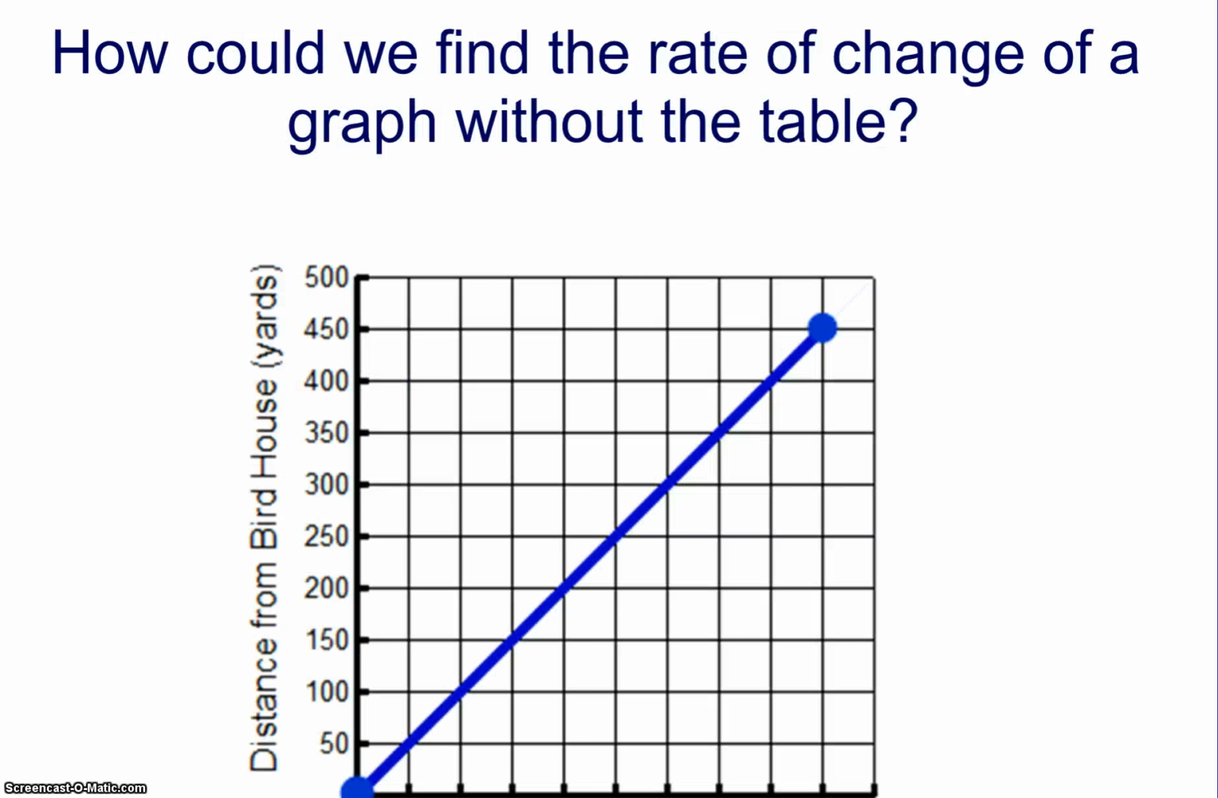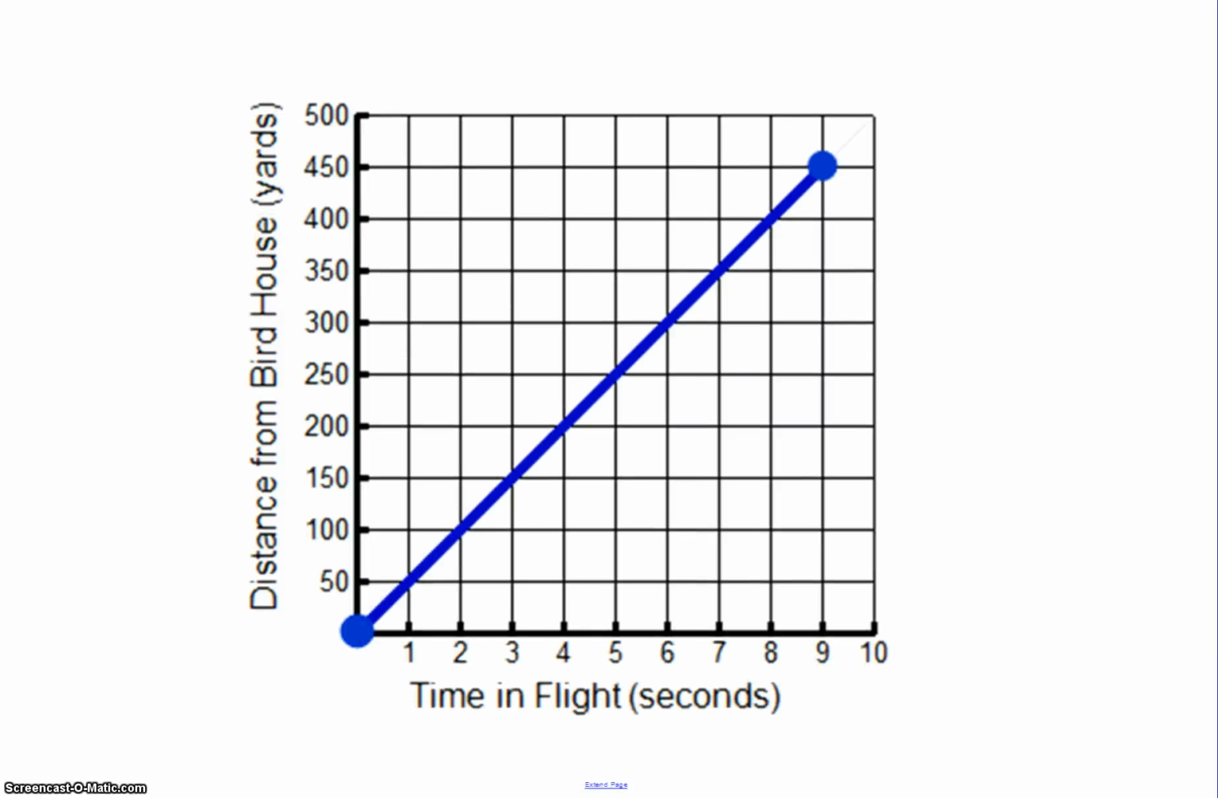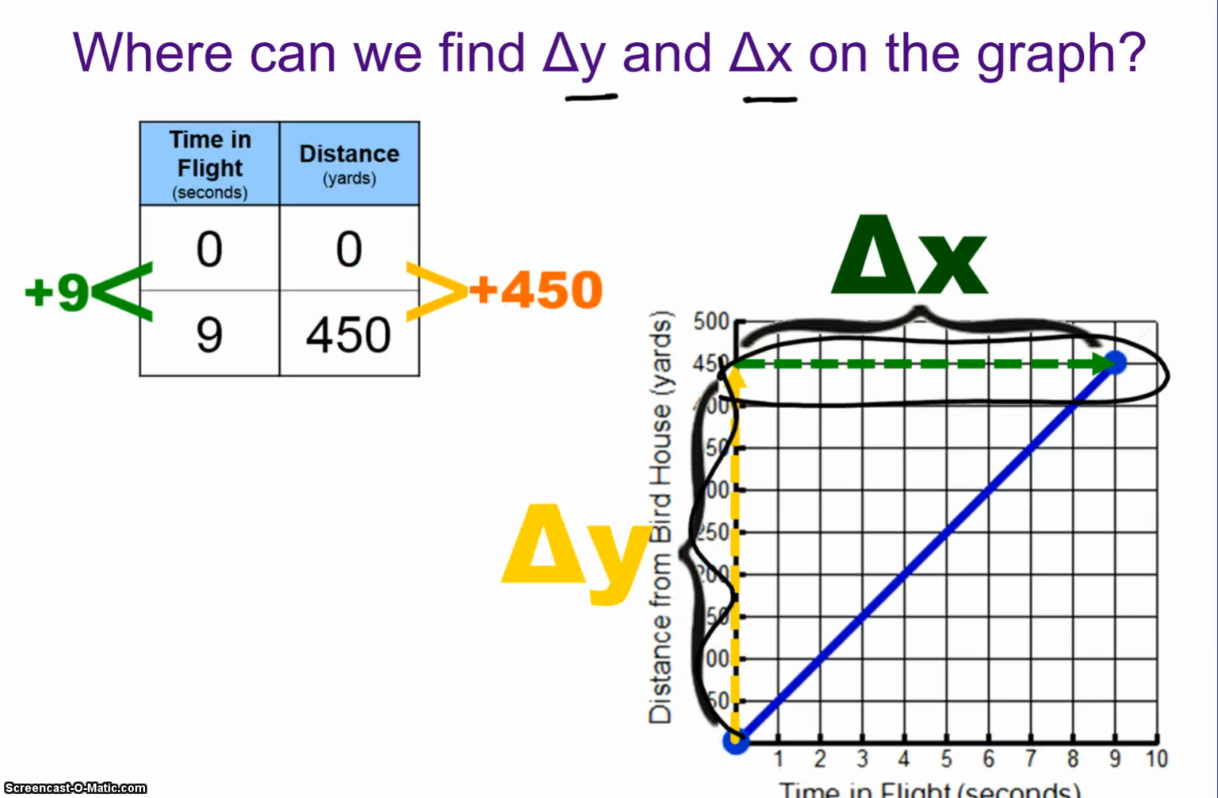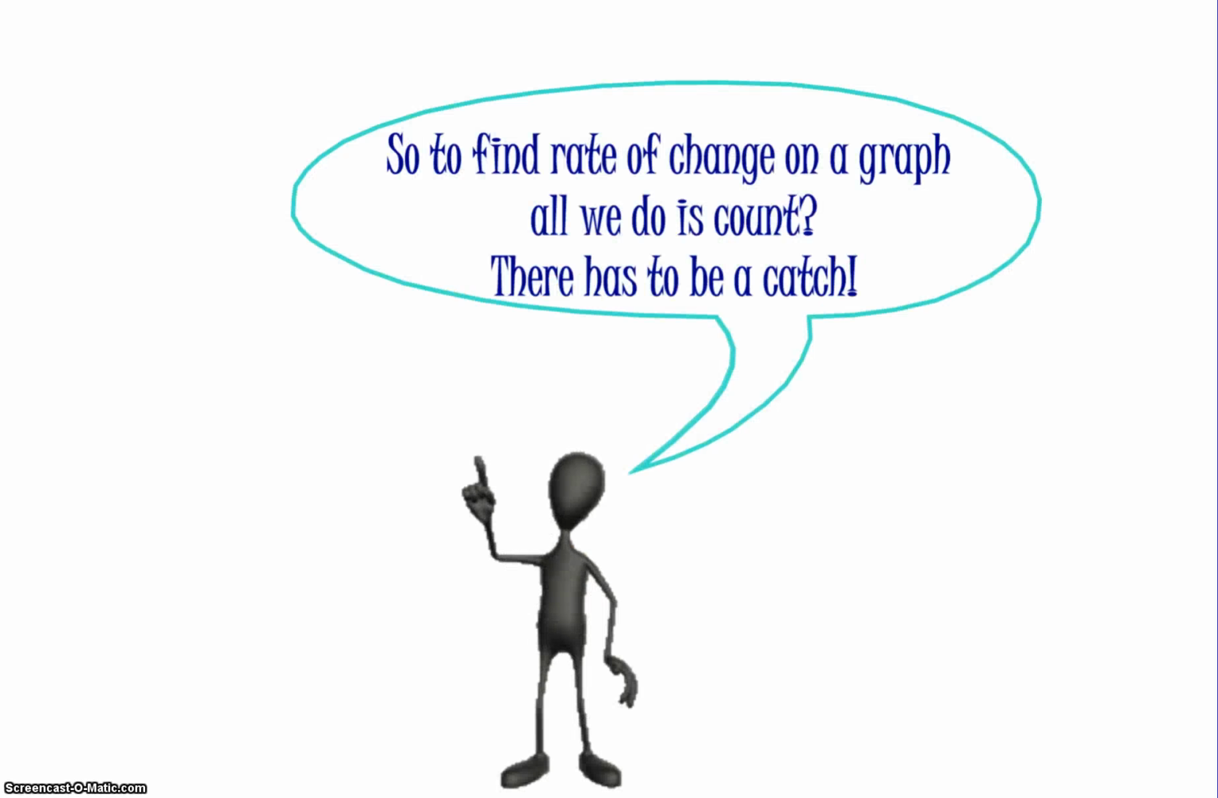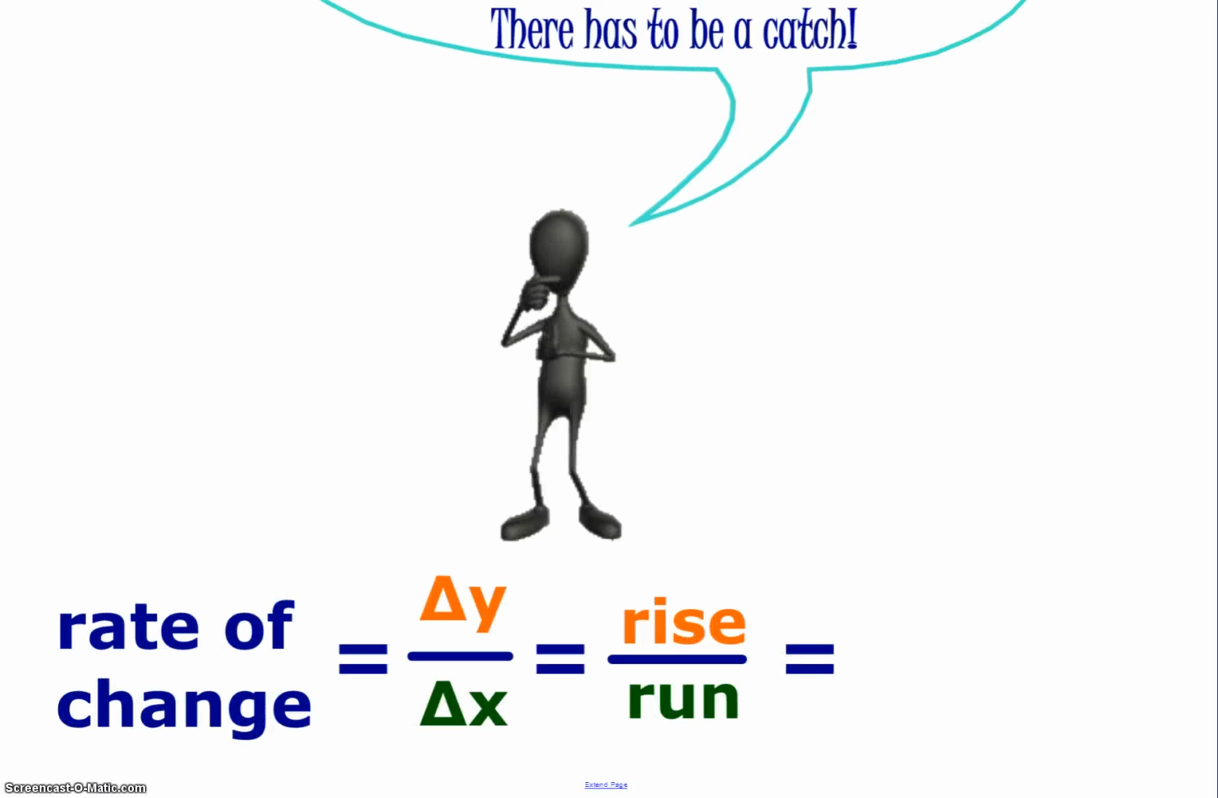So how could we find the rate of change of a graph without a table? That's what we're learning today. Where can we find change in y over change in x? The distance between this y and this y is your change in y, and the distance between this x and this x is your change in x. So to find rate of change on a graph, all we do is count. There's got to be a catch.